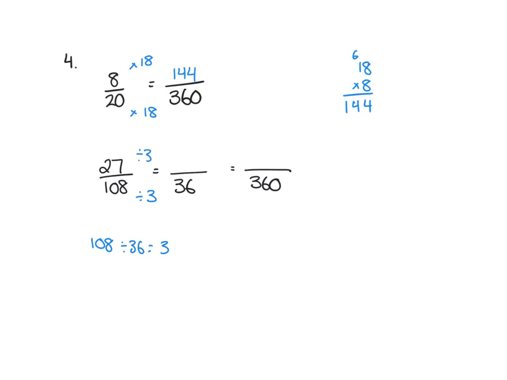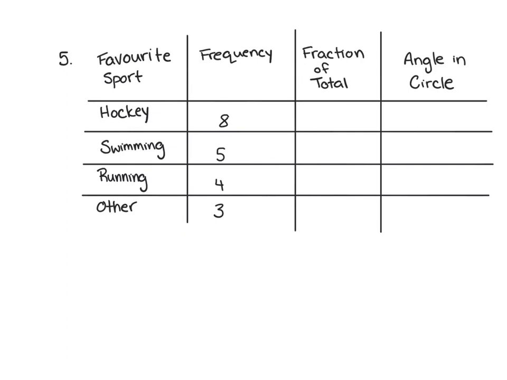And 27 divided by 3 is 9. Now to get from 36 to 360, I need to multiply it by 10. So that's what I'll do to the top as well. So I'll get 90. Question 5 once again has several examples, or 2. I'm just going to go through with you how they found the information for the first example, just for hockey.